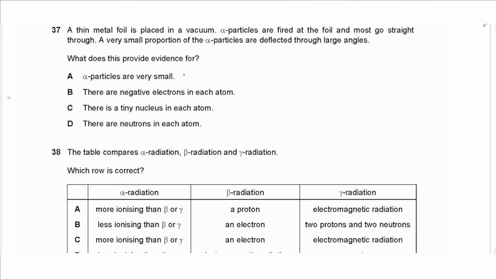Alpha particles are very small, that's not relevant. There are negative electrons, you cannot know that from this experiment. There is a tiny nucleus in each atom, yes, tiny because a very small portion only hit that nucleus. There are neutrons in each atom, no, because neutrons are neutral and cannot affect anything. So the answer is C.